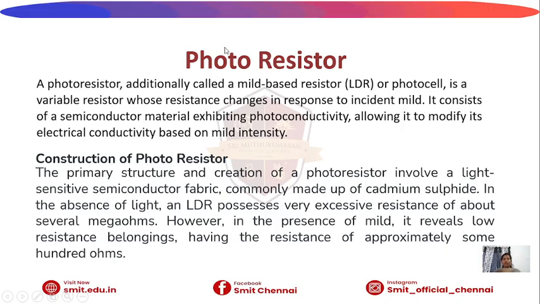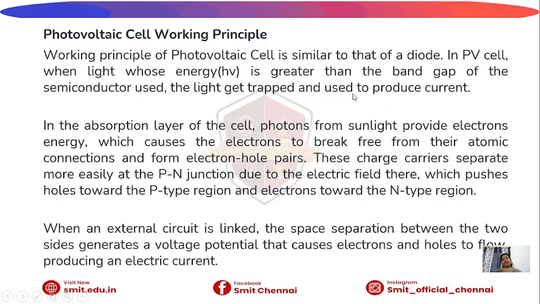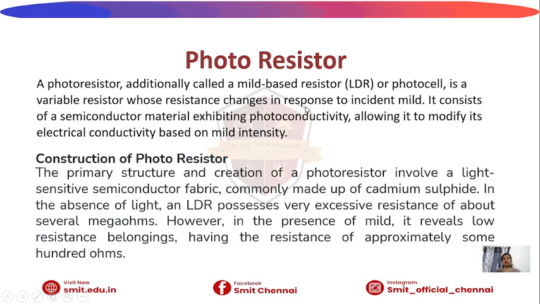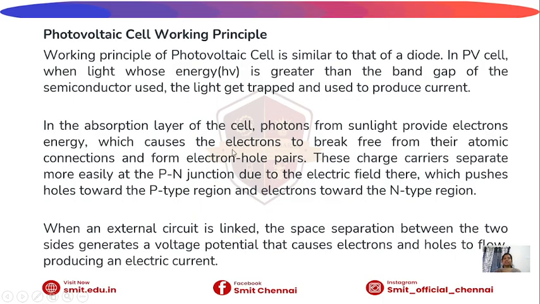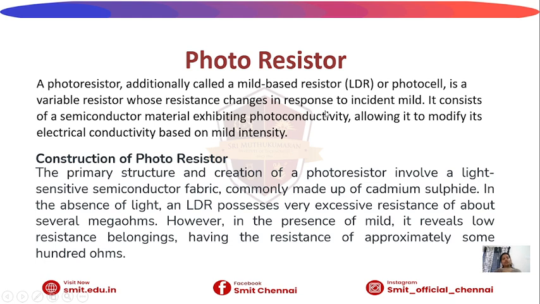Next one is the photoresistor. The photovoltaic cell is an active sensor, whereas the photoresistor, the photoconductive cell and the LDR are all passive sensors. That means the photovoltaic cell creates power by itself, but the photoresistor cannot generate power.